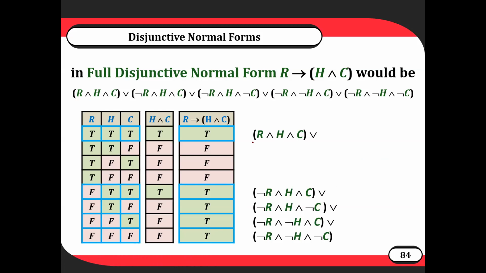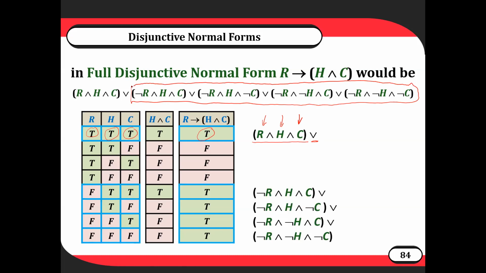Here you can see that R and H and C corresponds to this row in our truth table. And we'll see that it's because R is true, H is true, and C is true. If all of those are true, then this evaluates to true. And then because it's an or, this entire expression is true, since true or anything is true by domination, right?